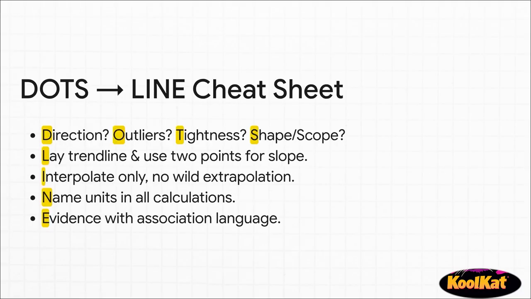And here it all is, your complete DOTS-to-line cheat sheet. Every single time you see a scatter plot, just run this mental checklist. First, your quick scan, DOTS. What's the direction? Any outliers? How's the tightness? What's the shape and scope? Then, if there's a trend, you move to line. Find the slope, interpolate only, name your units, and state your evidence with careful language. This is your path to the right answer every single time.